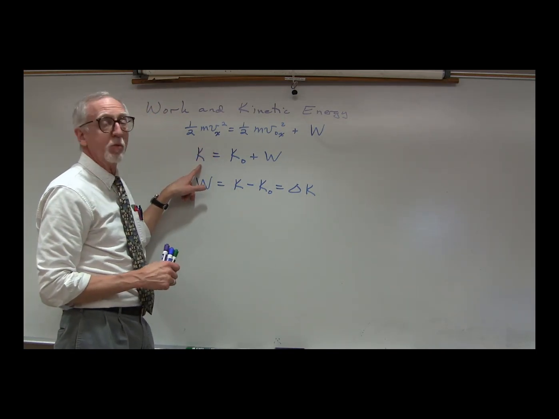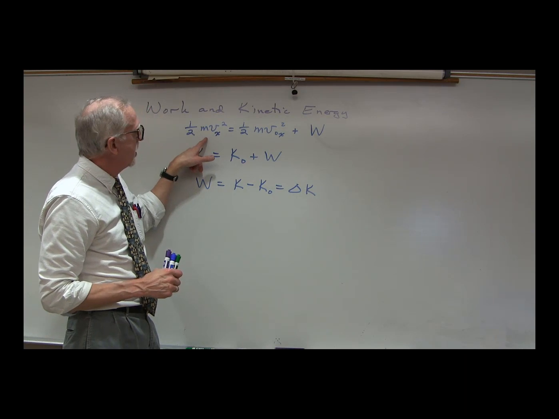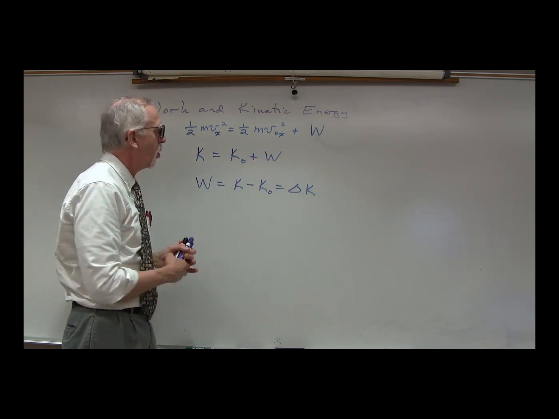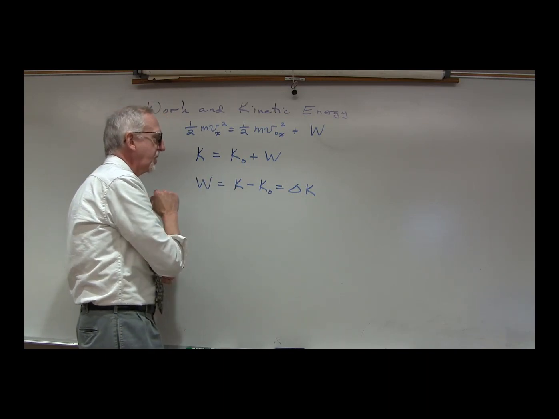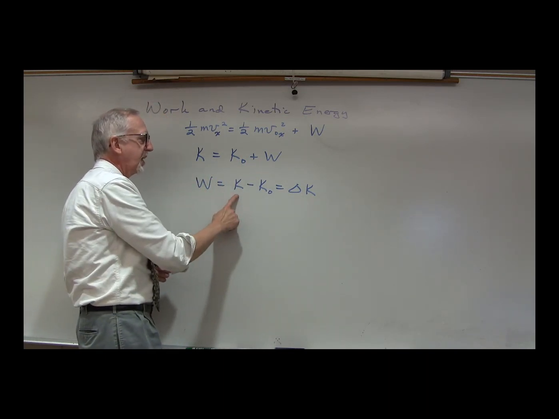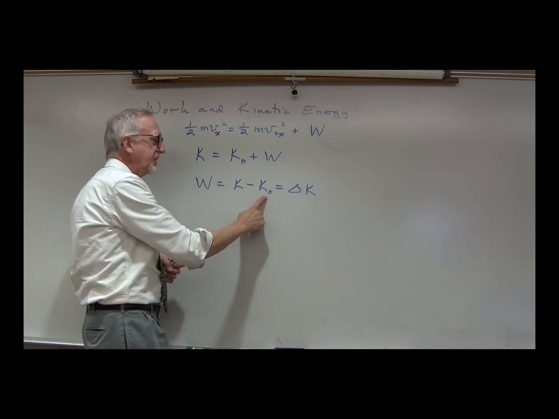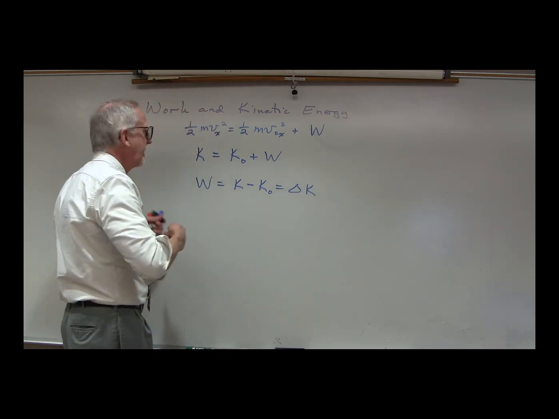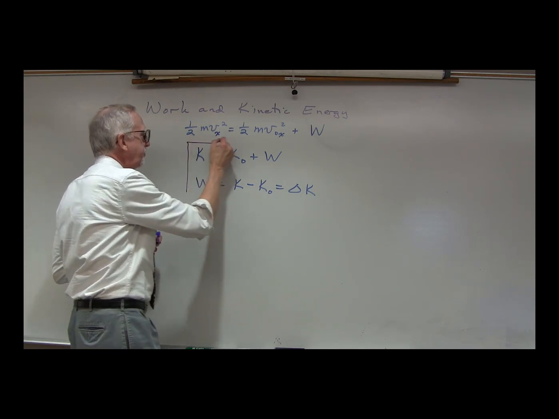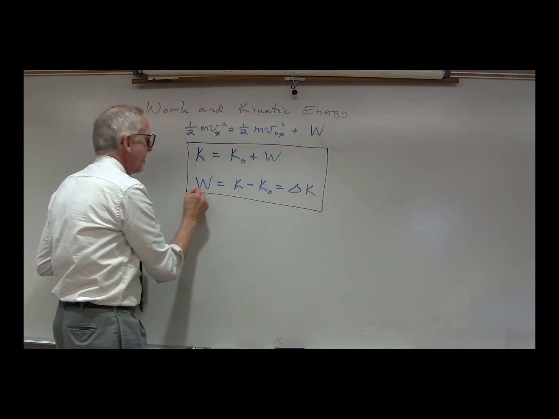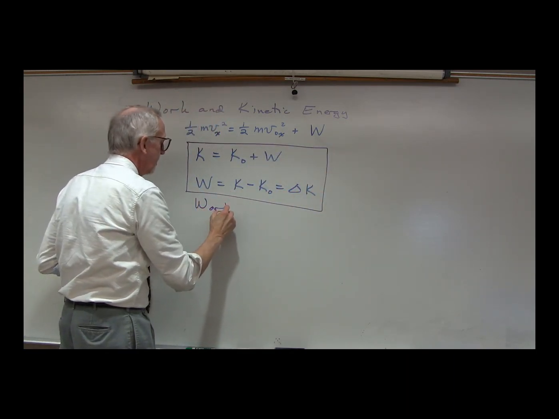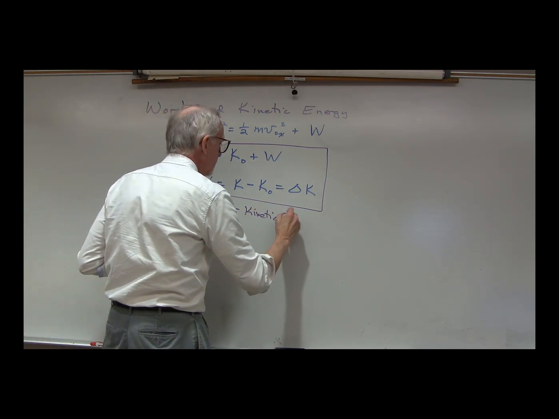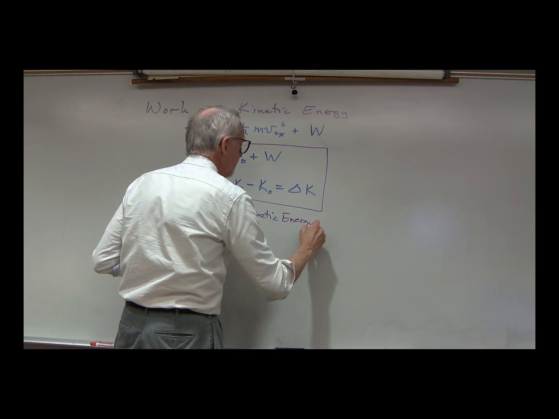So this is what we call the kinetic energy, the final kinetic energy, equals the initial kinetic energy plus the work done. Or, bringing K naught over to the other side, we have W equals K minus K naught, final minus initial, in other words, delta K. This is a very, very important result. This is called the work kinetic energy theorem.